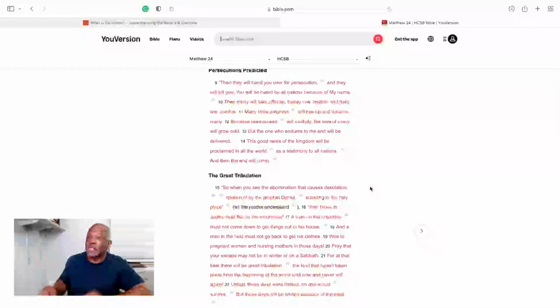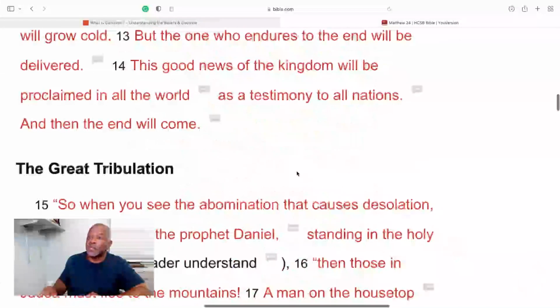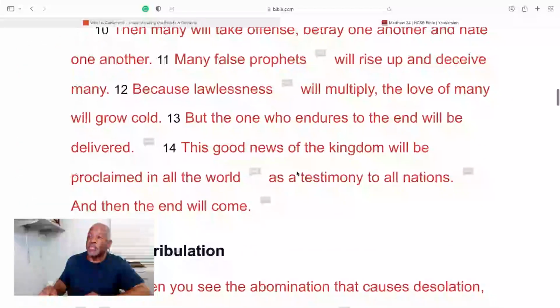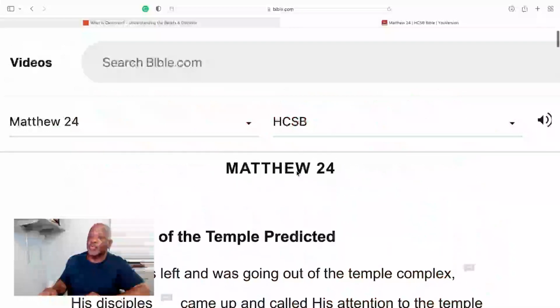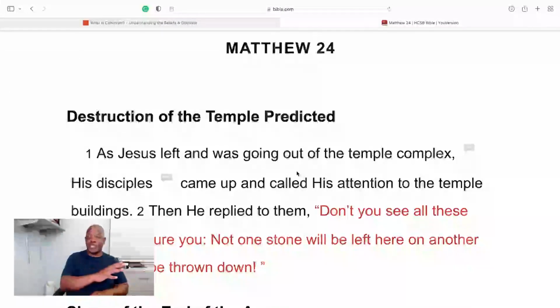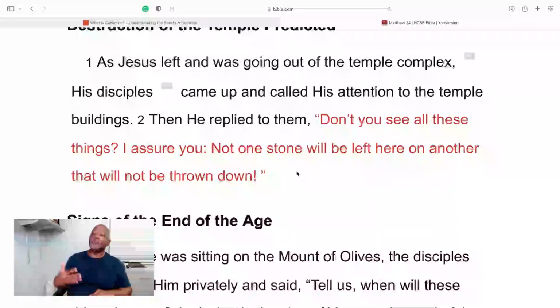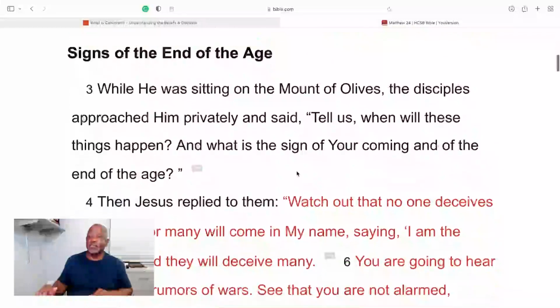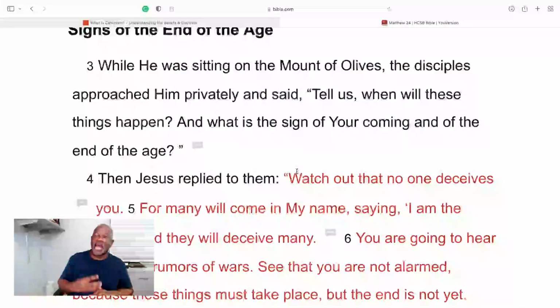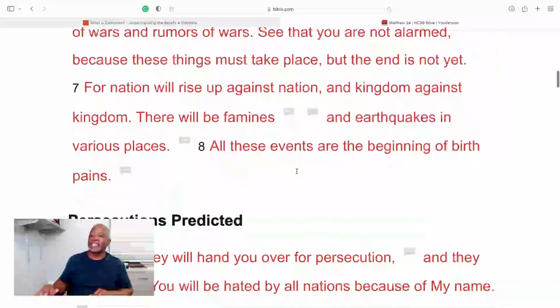Okay, so watch this verse here, because he talks about the house. Let's go back to verse 1. "As Jesus left," now remember, this is the continuous scene, so he leaves the temple scene. "Jesus left, going out of the temple complex. His disciples came up and called his attention to the temple buildings. Then he replied to them, 'Don't you see all these things? I assure you, not one stone will be left here upon another that will not be thrown down.'" So then he begins to explain this. They asked him a question, and he begins to explain.